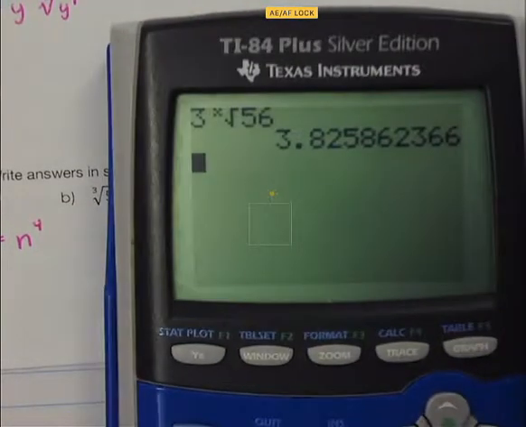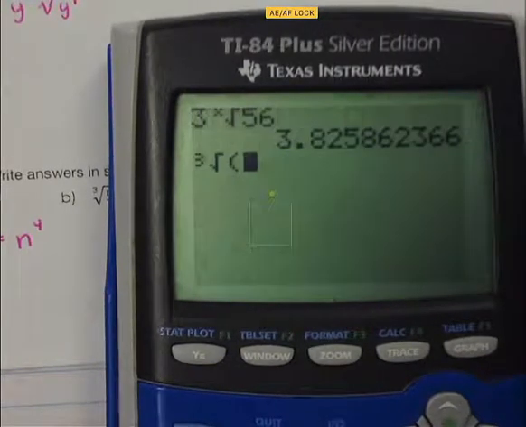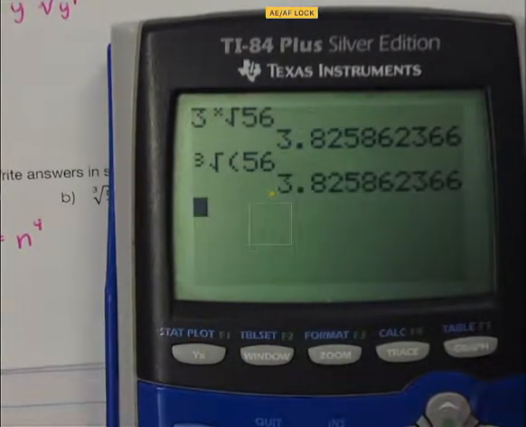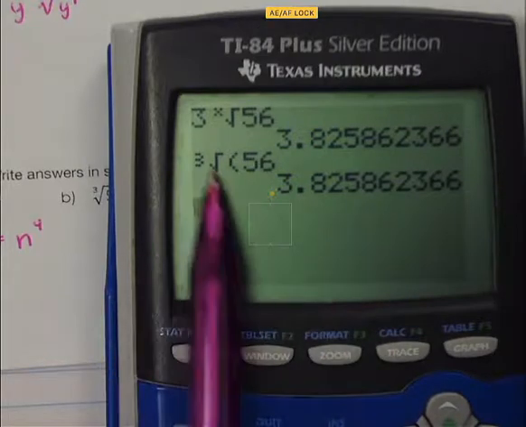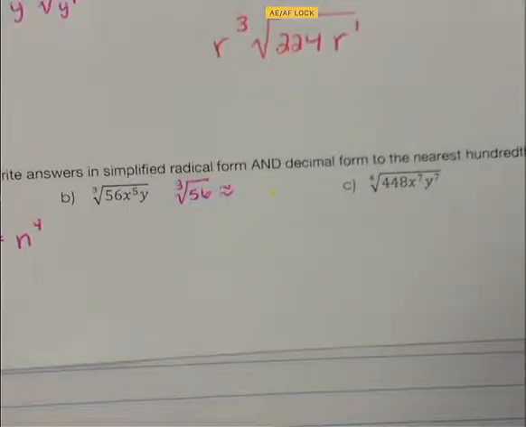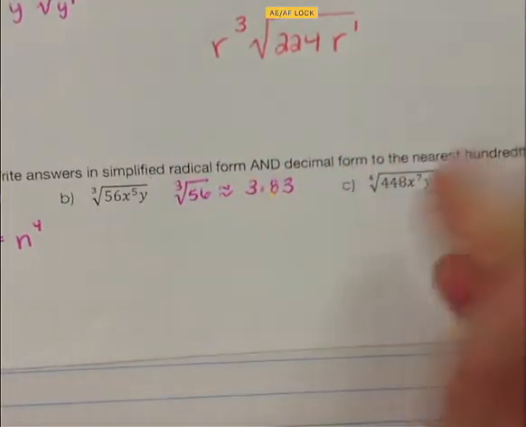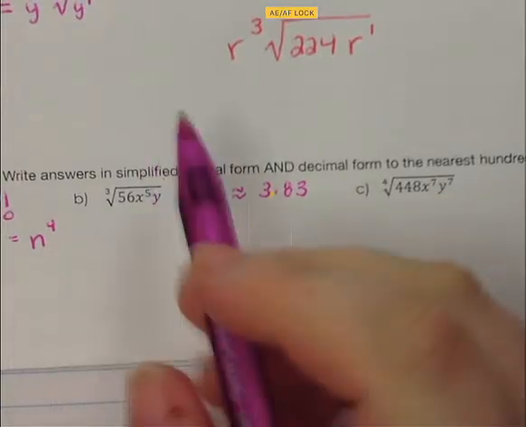So we get 3 and 83/100ths. Now if I go back and do the cube root, do the same thing, 56, I get 3 and 83/100ths as well. So both of these do the same thing. So I'm going to write that, approximately 3 and 83/100ths. Then we're going to deal with the letters.